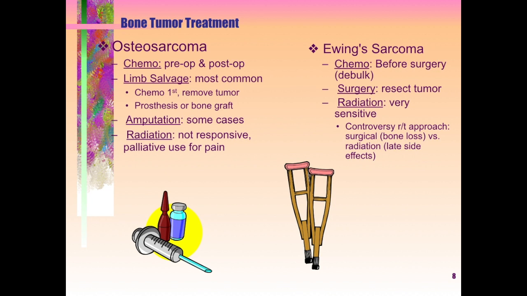Ewing's sarcoma also has chemotherapy prior to surgery just to debulk the tumor itself, make it smaller, so the resection is going to be less invasive. And then it is followed by radiation. So you can see there's a little difference between these two. Osteosarcoma is going to be chemo, surgery, chemo, and Ewing's is going to be chemo, surgery, then radiation.